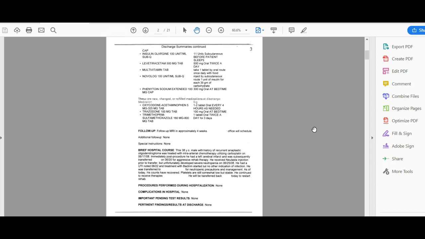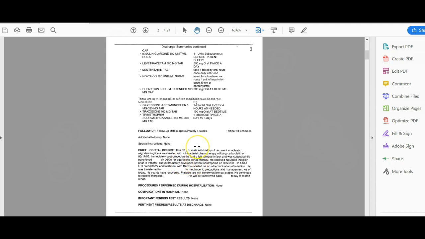So right now we have a few things that we want to jot down, right? So go ahead and jot down that he has the anaplastic oligodendroglioma. He has the neutropenia, obviously, that's what brought him in. He has a UTI, and then he had a cerebral infarct. That was from a procedure.